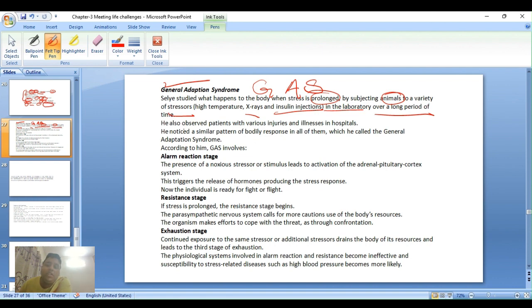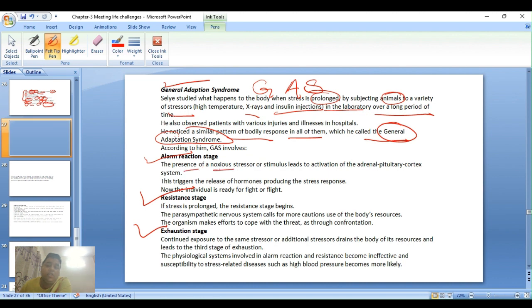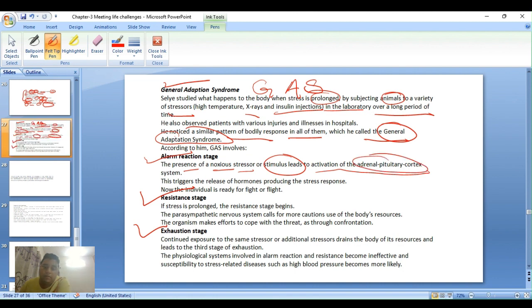He also observed patients with various injuries and illnesses in hospitals. He noticed a similar pattern of bodily response in all of them, which he called general adaptation syndrome. According to him, GAS involves the alarm reaction stage, resistance stage, and exhaustion stage. The presence of a stressor or stimulus leads to activation of the adrenal pituitary cortex system. It triggers the release of hormones, producing the stress response. Now the individual is ready for fight or flight.